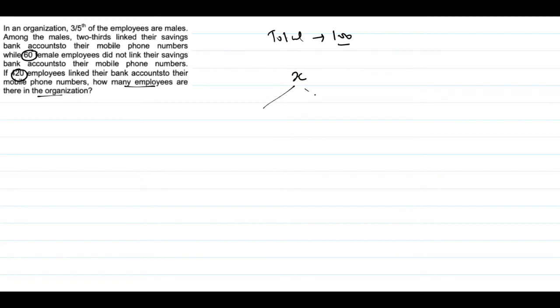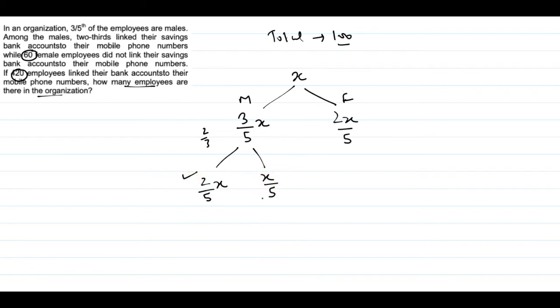Now we are given that 3/5 of the employees are males. So 3 by 5 X are males. The remaining will be females, so this is 2X by 5, since the total has to be X. Now we are given that 2/3 of the males link their mobile number to the bank account. So 2/3 of 3/5 X: multiply by 2 by 3, the 3 gets knocked off, so I get 2 by 5 X. They linked their number. So the remaining X by 5 didn't link their number.